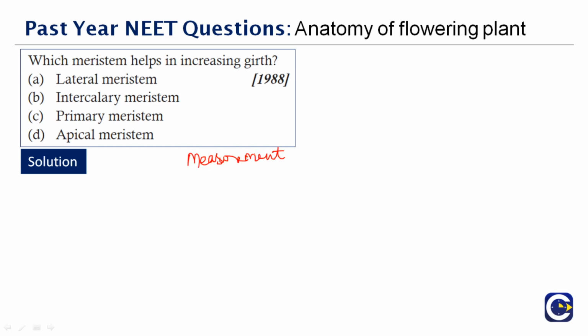So which meristem helps in increasing the girth? Out of the 4 meristems given here, which one will increase the girth? The correct answer is lateral meristem, and this occurs on the sides of the stem and helps in increasing the girth of the stem and the root.